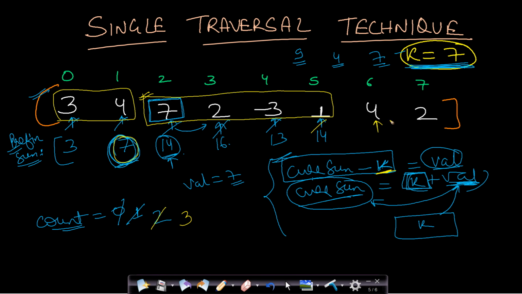So 14 plus 4 is 18. Now 18 is not equals to k, which is 7. 18 minus 7 is equals to 11. Now 11 is also not present as our prefix sum, so we will move on to the next element. 2 is getting added, it will be 20. 20 is not equals to k. Now 20 minus k is equals to 13. Now 13 is already present.